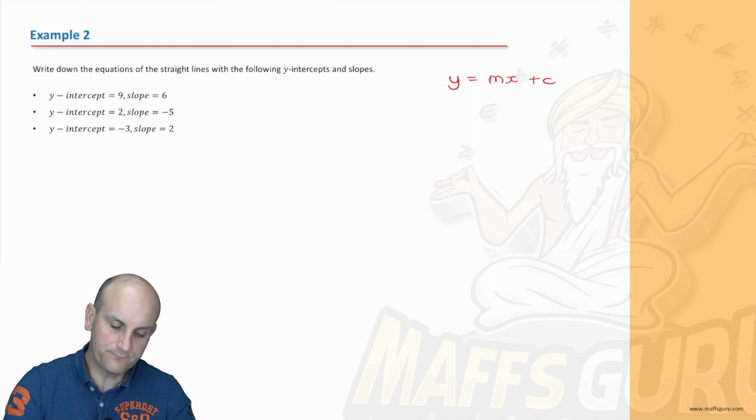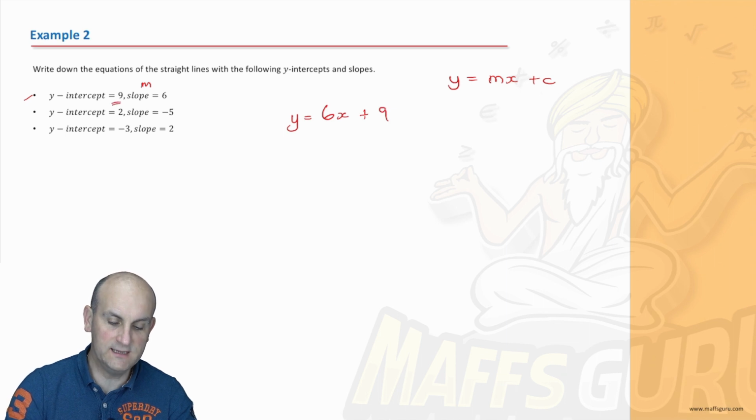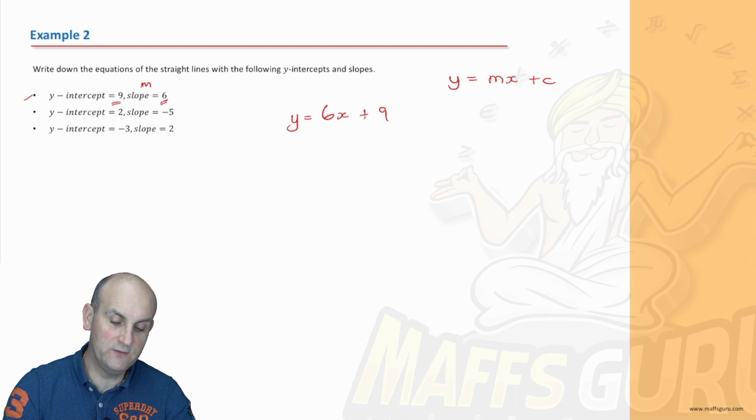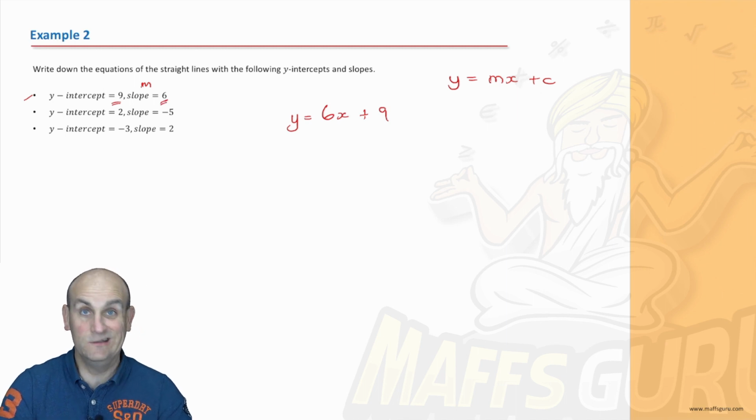Here we go. So let's do this one here first. The y-intercept is 9, so we're going to write y is equal to, and the slope is 6. Now remember, the slope stands for the letter m, so that becomes 6x plus 9. Why is it plus 9? Because my intercept is positive, so I write the plus 9 there. My slope is positive, so I just write the 6, and really, that's all there is to it.